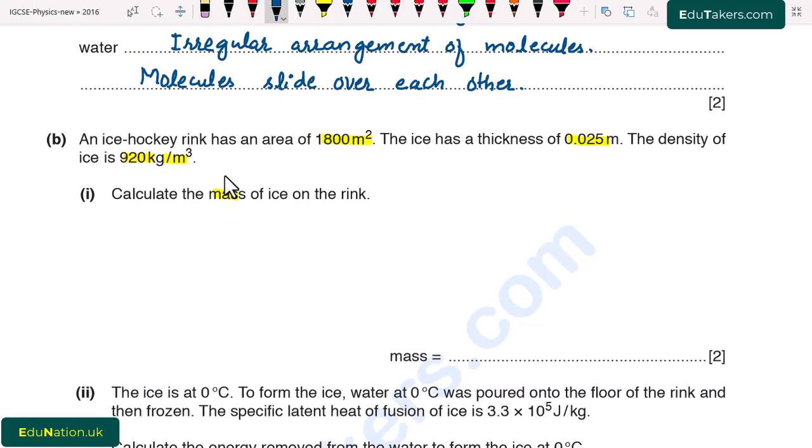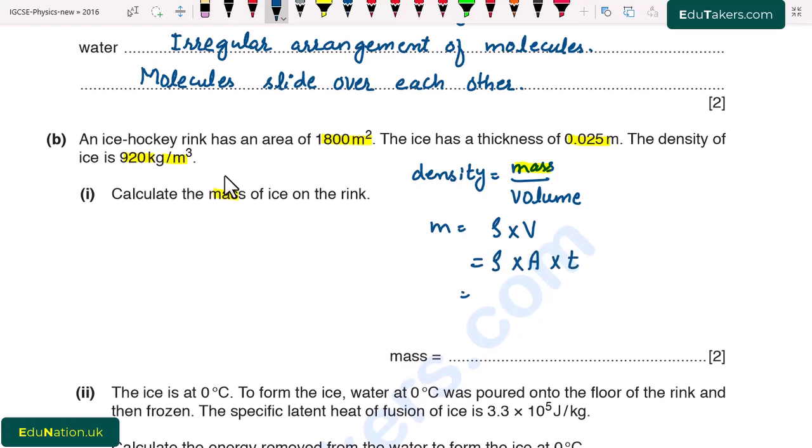We know that density is equal to mass per unit volume. I write here, density is equal to mass over volume. From here we have to find out the value of mass. So mass will be equal to product of density and volume. Here we don't have the value of volume. We can find out the volume from the area and the thickness. So I write here density multiplied by area and thickness.